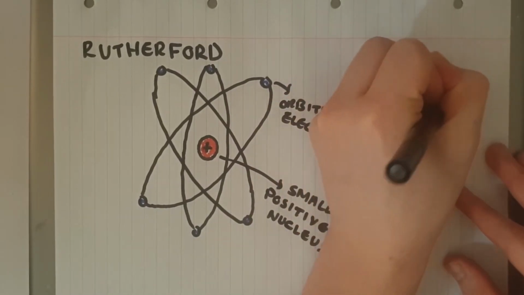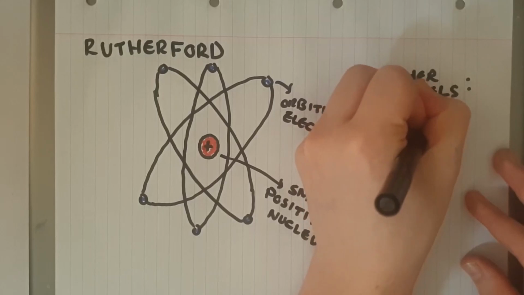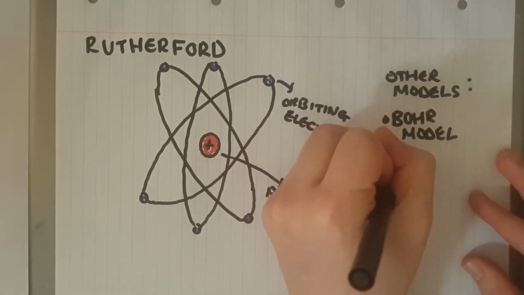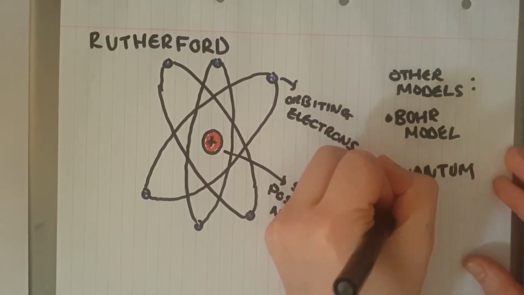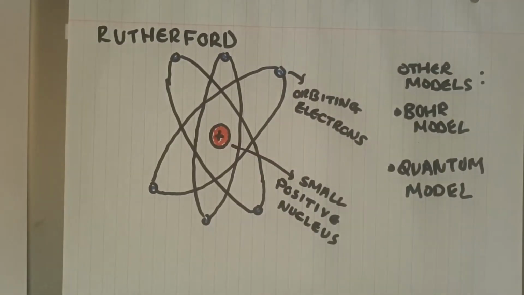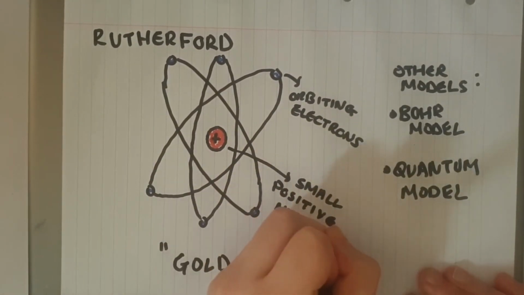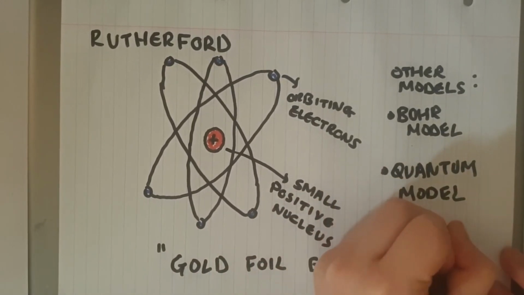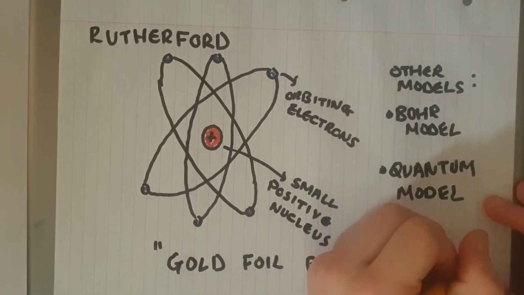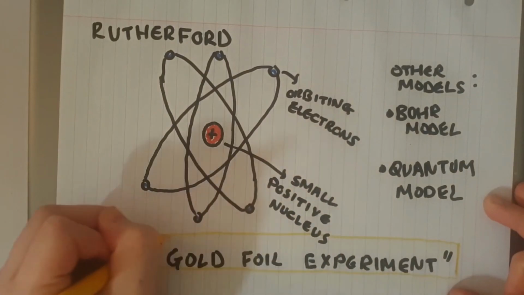We obviously have developed other models from here, such as the Bohr model and the quantum model, but these are a bit more complicated, especially for a GCSE class, so we're not going to go into detail with them. Instead, we're going to look at the gold foil experiment. Now this is the experiment Rutherford did when he was testing the plum pudding and came up with his nuclear model instead.